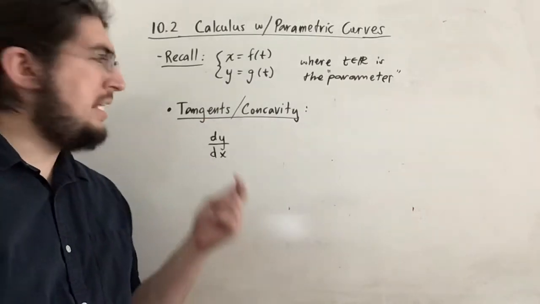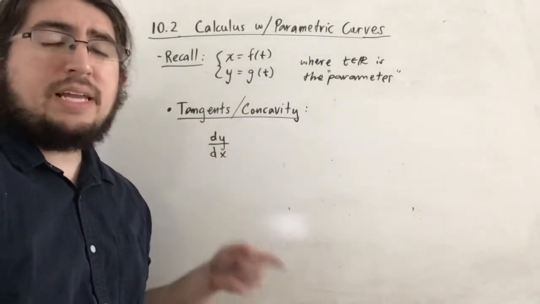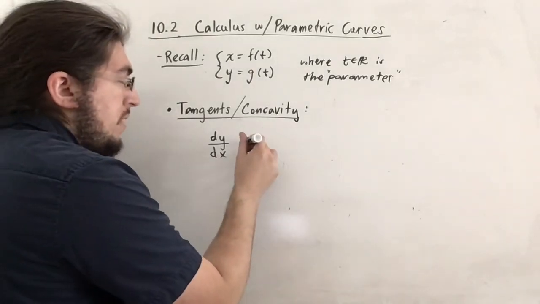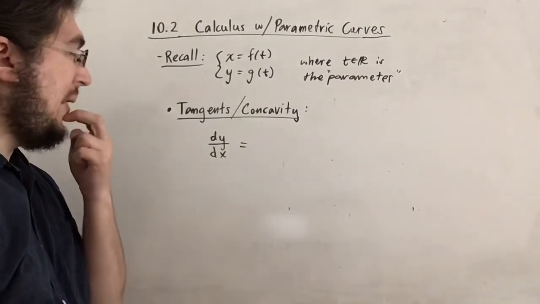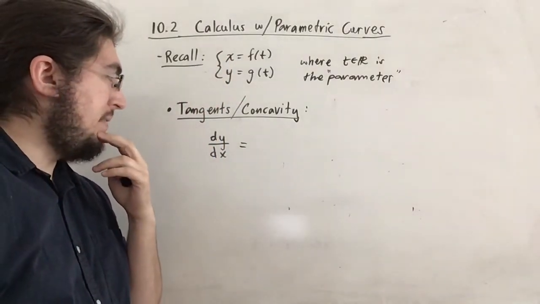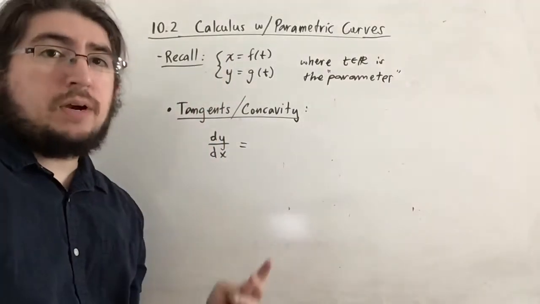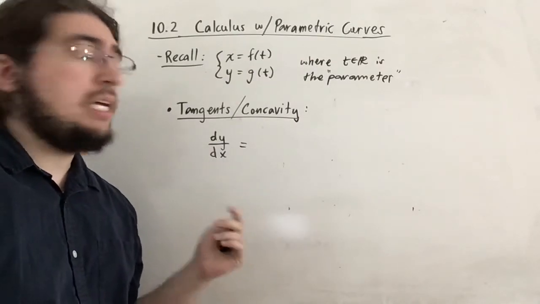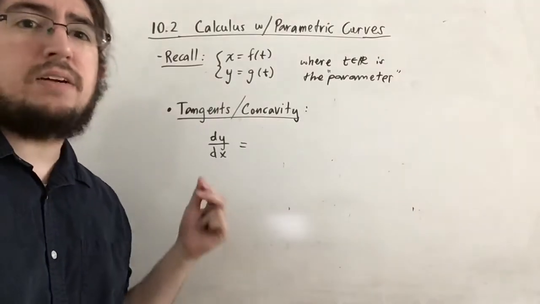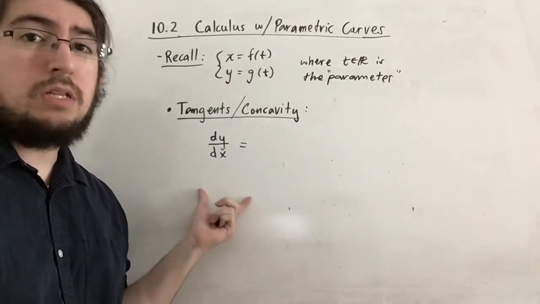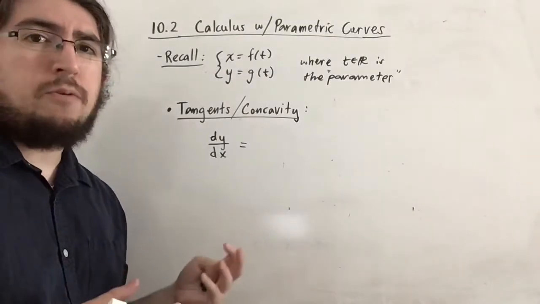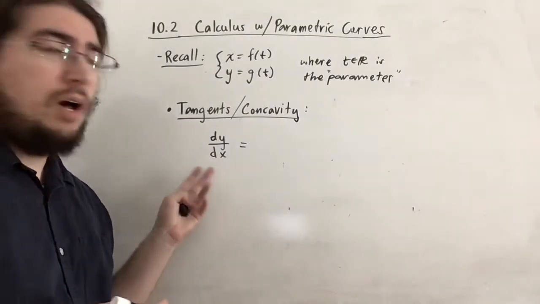Right, so the first thing we need to discuss with tangents and concavity is how we find the derivative dy over dx. So if you kind of just figure out what these things are, x is a function of t and y is a function of t. So what you can do is you can actually differentiate each of them with respect to t. So that's kind of what we're going to do here. And what I'm going to do basically is take advantage of this differential Leibniz notation and use basically the chain rule to write this as the following.